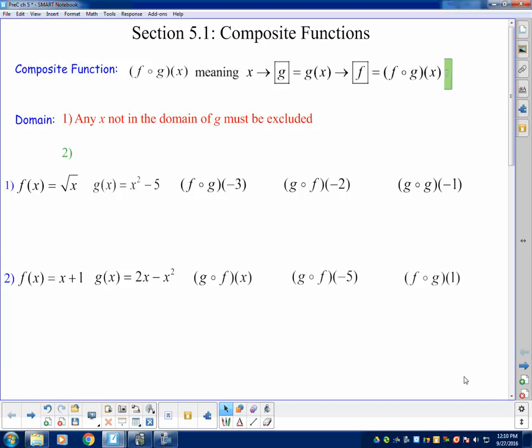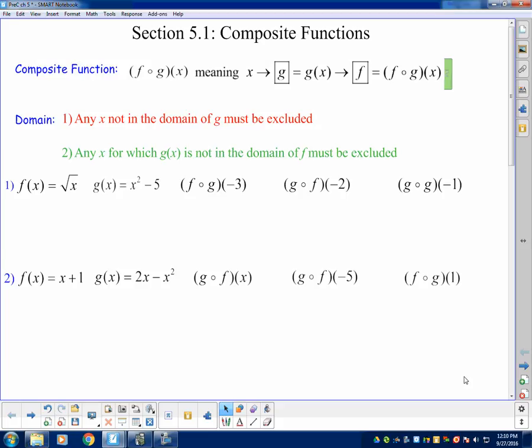And then we also look at the outer function as well. So any x for which g of x is not in the domain of f must be excluded. Remember, we're putting g into the x in the f of x function. So anything for which g of x is not in the domain of f must be excluded. I'll show you what I mean by that in a little bit.